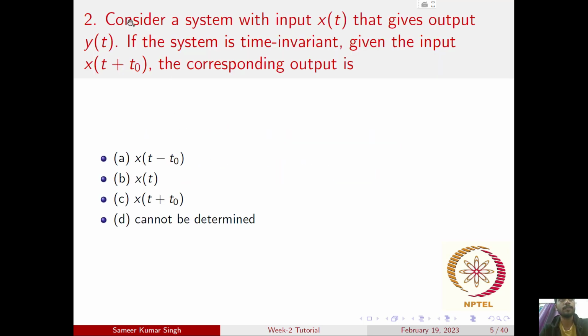Question number two is: consider a system with the input x(t) that gives the output y(t). If the system is time invariant, given the input x(t plus t naught), the corresponding output is. So in this question, we have input signal x(t) and we are getting the output y(t), and the condition given is that it is time invariant. Now we are giving the input x(t plus t naught), and we have to calculate the corresponding output of this signal.